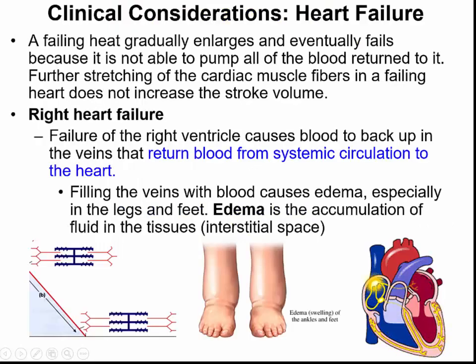When you look at the clinical considerations with heart failure, a failing heart gradually enlarges and eventually fails because it's not able to pump all the blood returned to it. Further stretching the cardiac muscle fibers in a failing heart does not increase the stroke volume after a while. You need to know what the symptoms would be for right heart failure and left heart failure. Generally, you'll have one initially, and then the other side will start to fail as well.